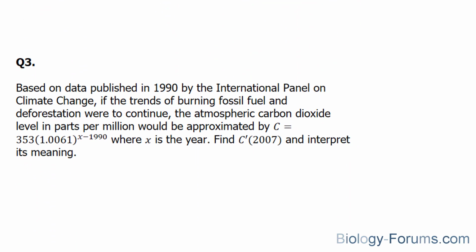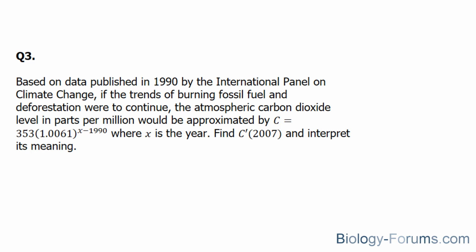Next question is a biology-based calculus question. The question reads, based on data published in 1990 by the International Panel on Climate Change, if the trends of burning fossil fuel and deforestation were to continue, the atmospheric carbon dioxide level in parts per million would be approximately C is equal to 353 times 1.0061 to the power of x minus 1990, where x is the year. Find C' in 2007 and interpret its meaning.